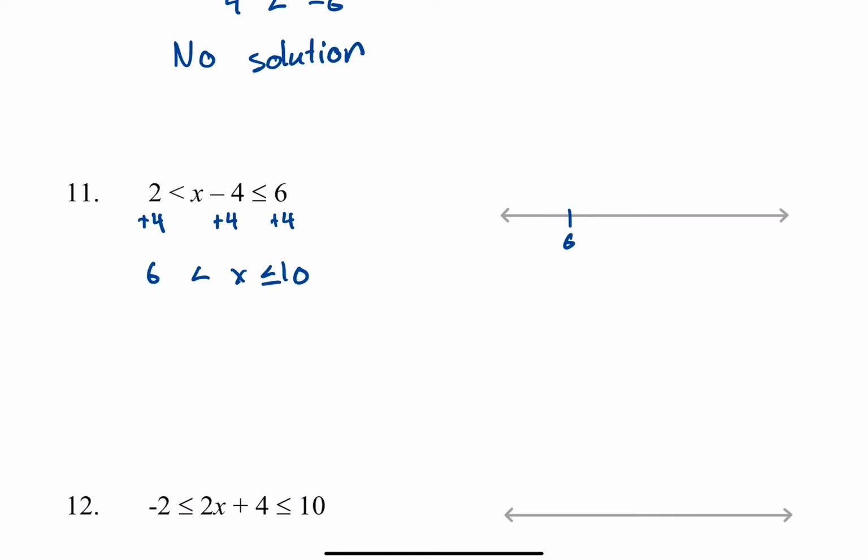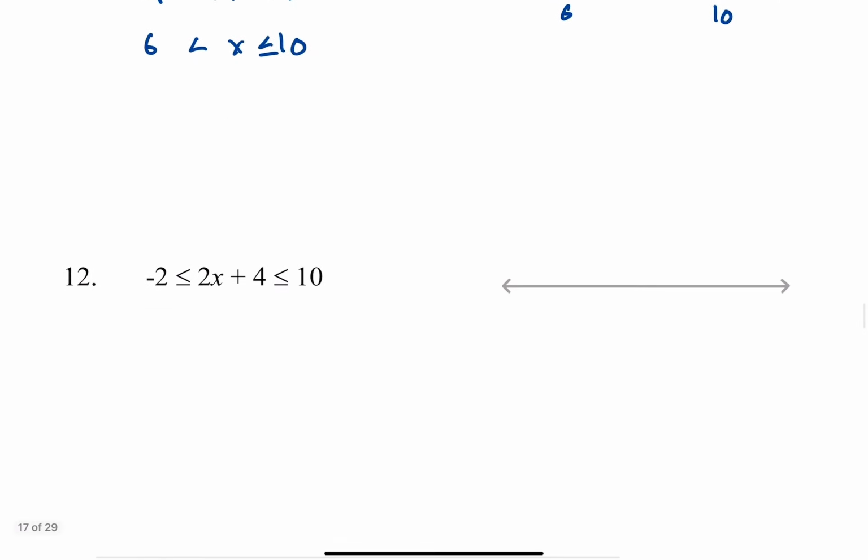So 6 is right here on the left, 10 on the right, and there is an open dot over the 6, a closed dot over the 10, and we shade in between them. In the case of this course, we won't be shading to the left or the right. That's just outside of the scope of what we know, but you would need to use two inequalities to do that.